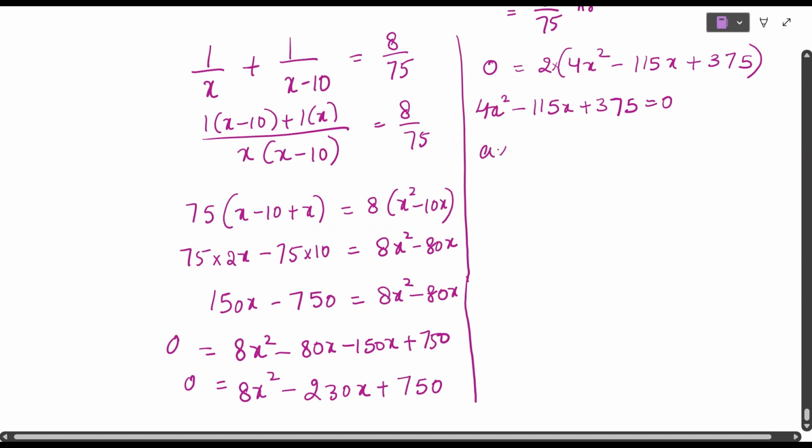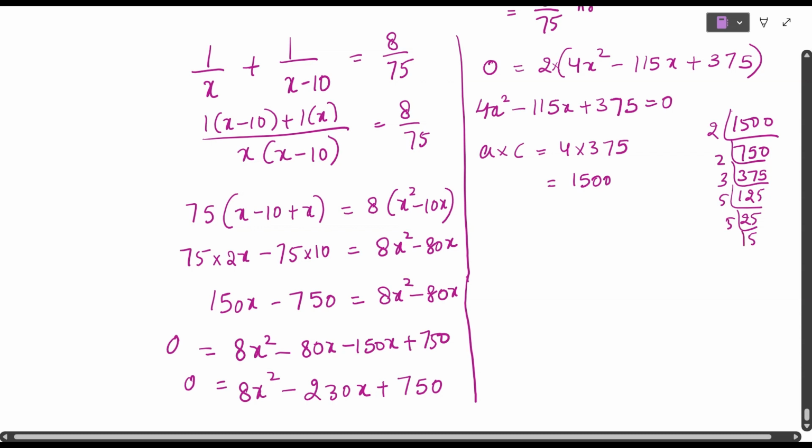So now A into C, what is the product, students? 4 into 375. How much? So 1500. So find the factors.